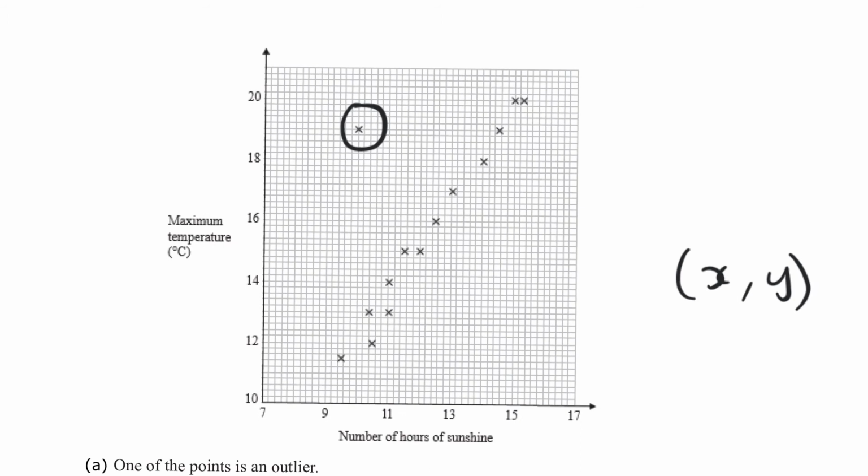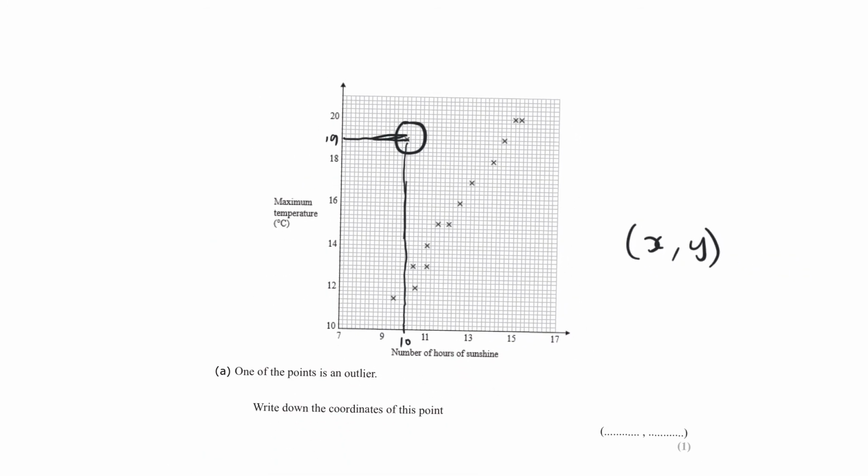Okay, so its x value, if we go down, looks like it's landing at 10. Its y value landing at 19. So I'd say 10, 19 is the coordinate. So 10, 19, and I'm just going to rub out the lines because we won't need them anymore.